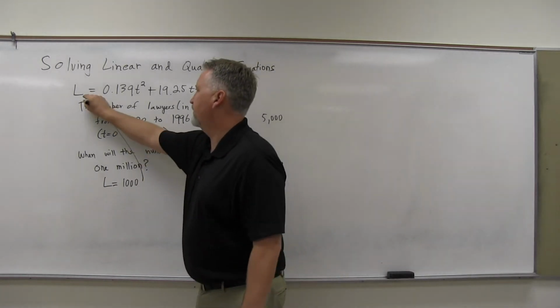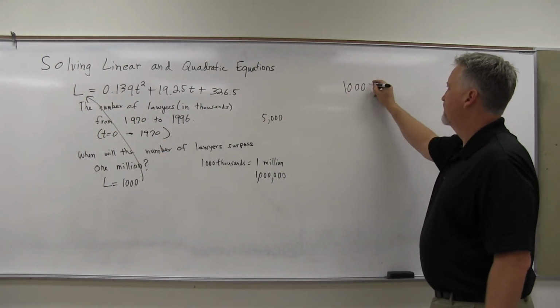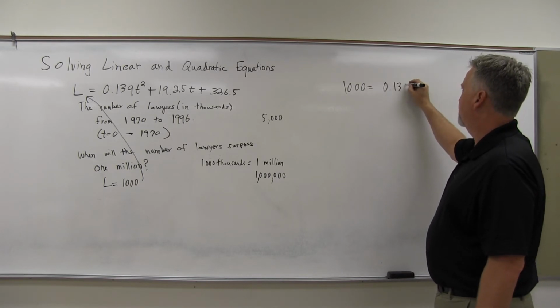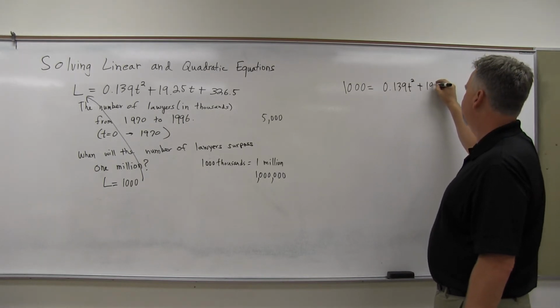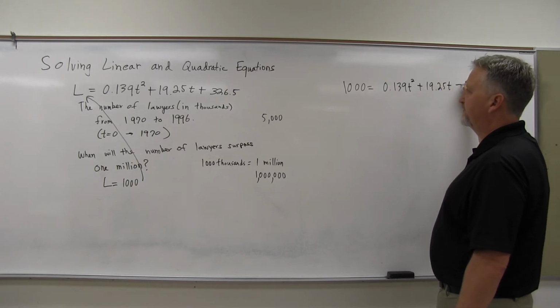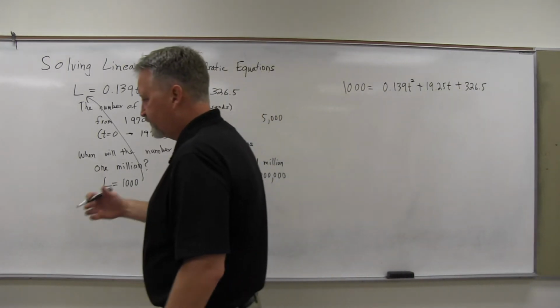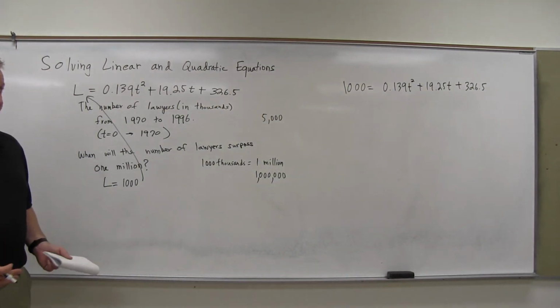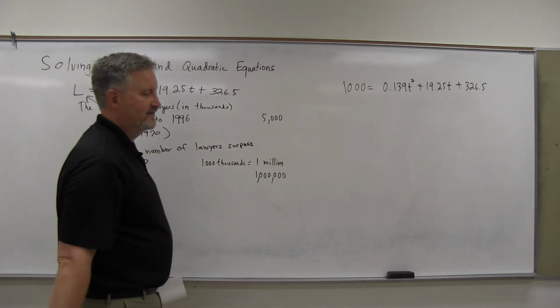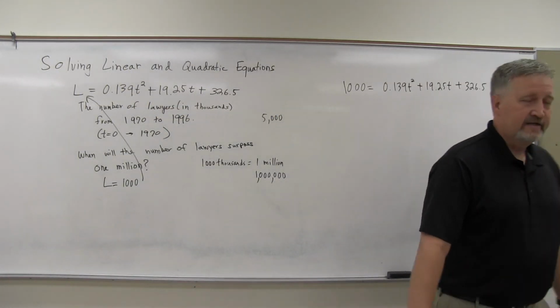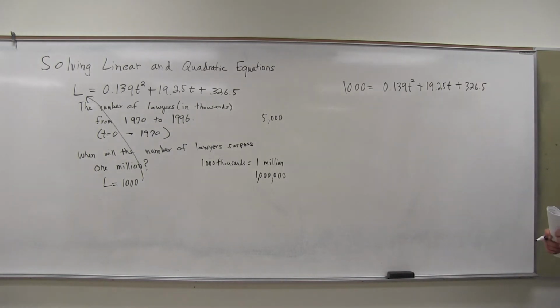All right, so we're going to go with L is 1,000. 1,000 equals 0.139 t squared plus 19.25 t plus 326.5. If we're going to solve this algebraically, that's a quadratic equation, because we have a second degree, and I believe you'd all agree that's probably not going to factor. So it's going to be the quadratic formula.